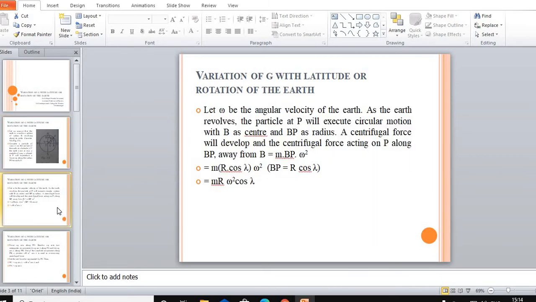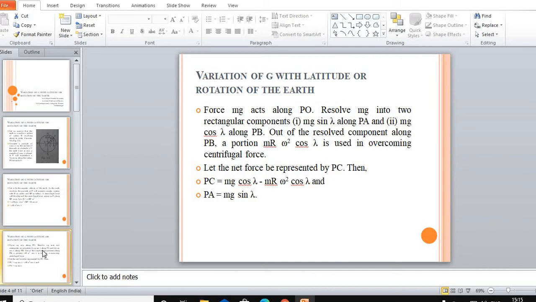Let omega be the angular velocity of the Earth. As the Earth revolves, the particle at P will execute circular motion with B as center and BP as radius. A centrifugal force will develop. The centrifugal force acting on P along BP away from B is equal to m into BP into omega squared, that is m into r cos lambda into omega squared, since BP is equal to r cos lambda. That is equal to m r omega squared cos lambda.